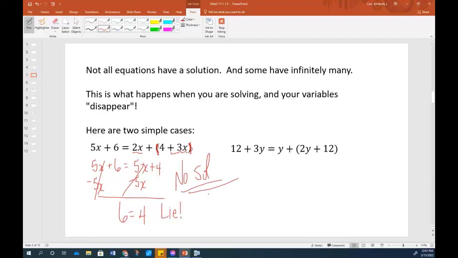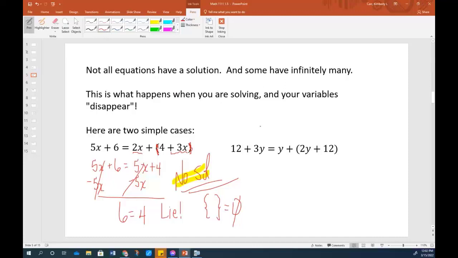Now, no solution can also be written as the empty set. The symbol for the empty set is like a 0 with a slash through it. I think no solution is what your homework actually has you put, but it might have you put the empty set, okay? But if your variables disappear and what's left is a lie, there's no solution, okay?